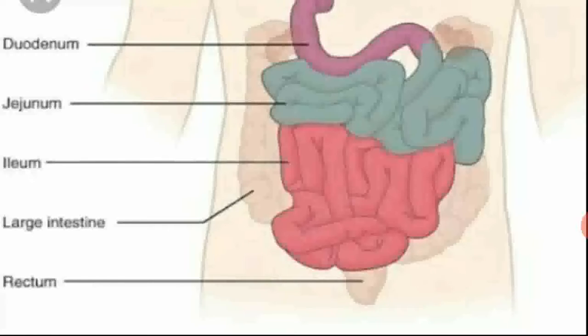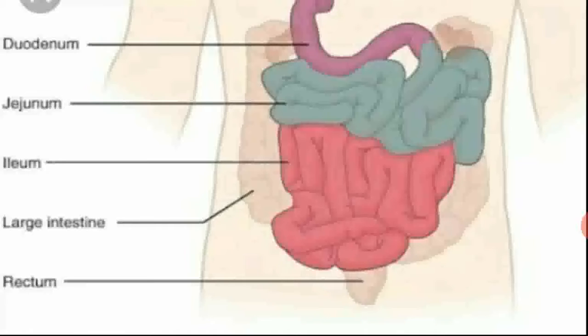The C-shaped first part of the small intestine is called the duodenum. It looks like a C, no? The coiled middle part is called the jejunum. And the final section leading into the large intestine is called the ileum. So the small intestine has three parts. First is duodenum, second is jejunum, and third is ileum.